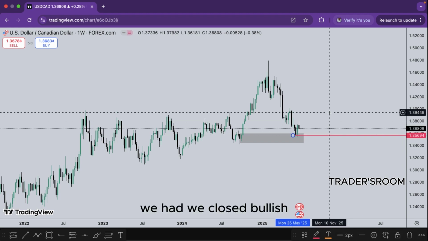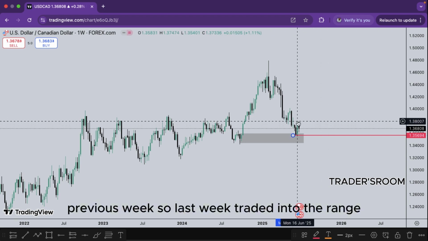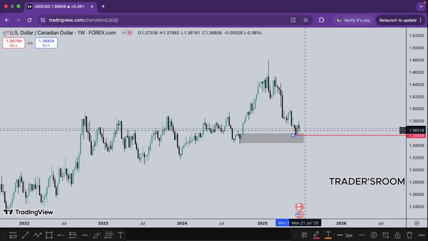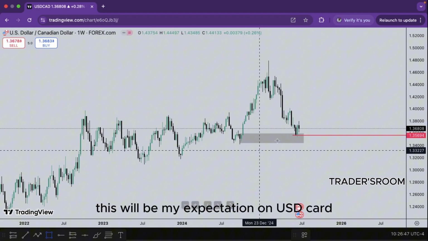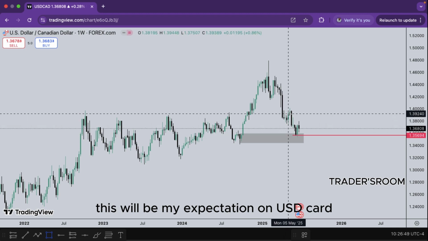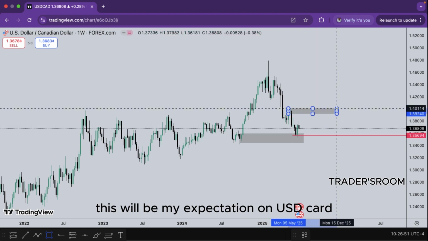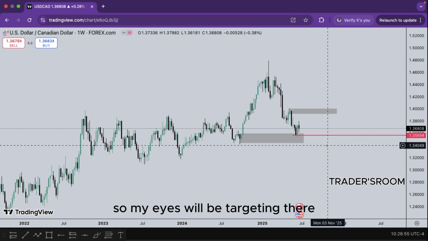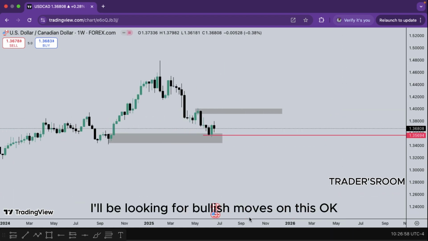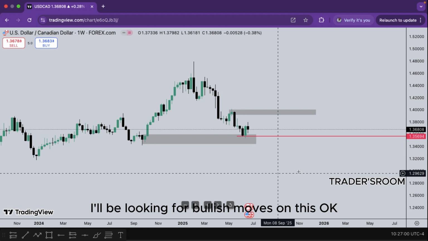We closed bullish the previous week, not last week, previous week. So last week traded into the range. Okay, so for USD CAD, this will be my expectation. On USD CAD, we have that supply zone right there, so my eyes will be targeting there. I'm looking for bullish moves on this.